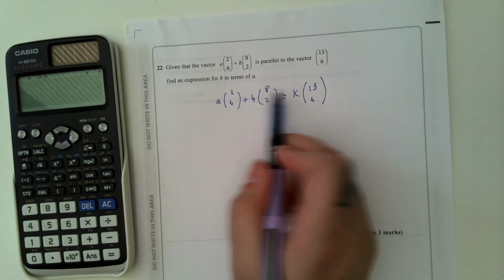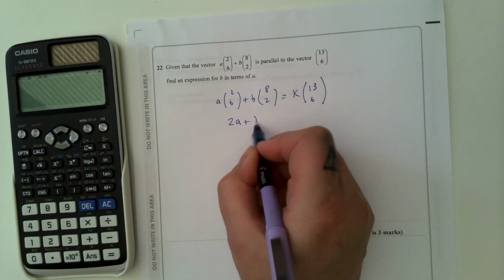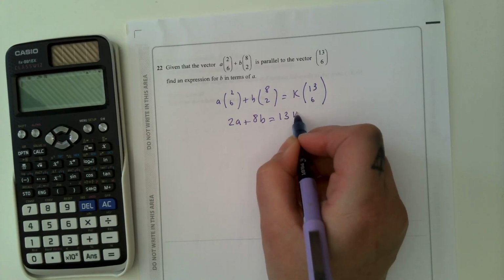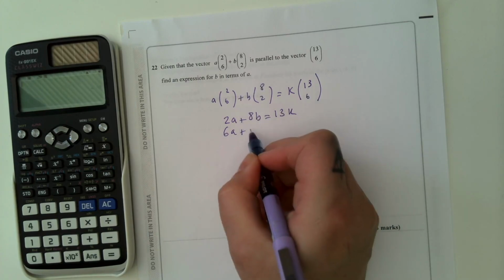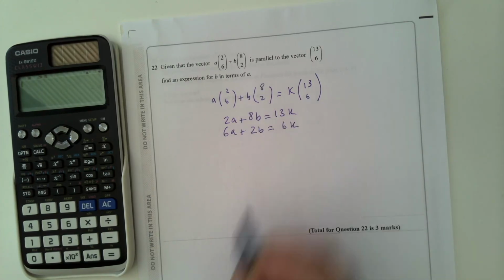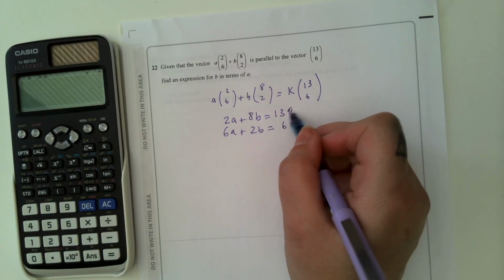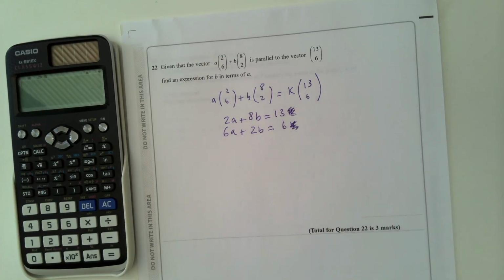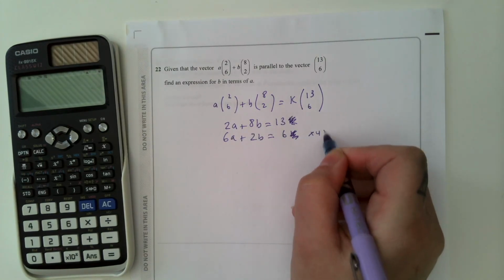Okay, so from this, I can read that actually 2a plus 8b must be equal to 13k, and 6a plus 2b is equal to 6k. In fact, we don't need the k's there. So I've got two simultaneous equations here, guys, that I can work with to solve. So let's make our b's the same. So let's times this one by 4.